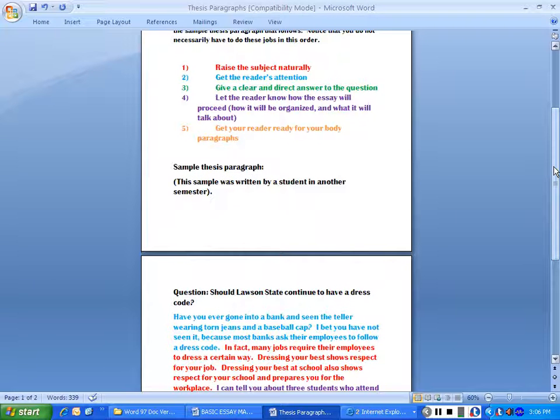In these sentences, the author is letting the reader know how the essay will proceed. It's going to have 2 paragraphs about students who dress well and meet with success, and 1 paragraph about a student who does not dress well and does not meet with success.